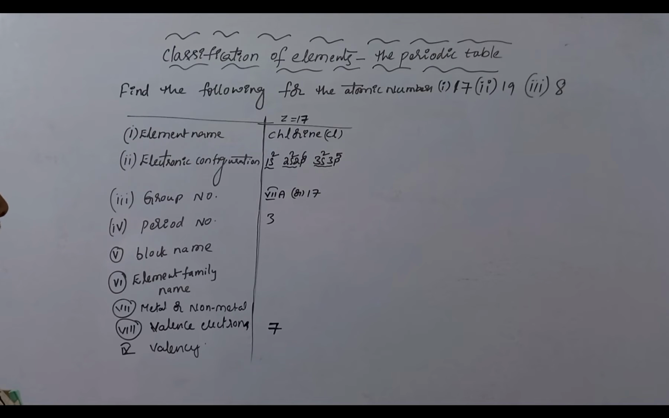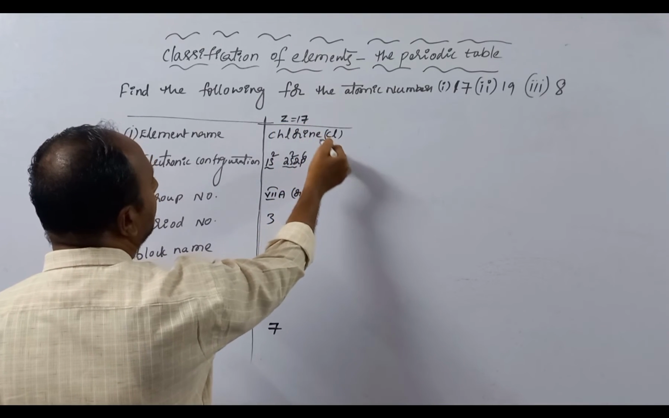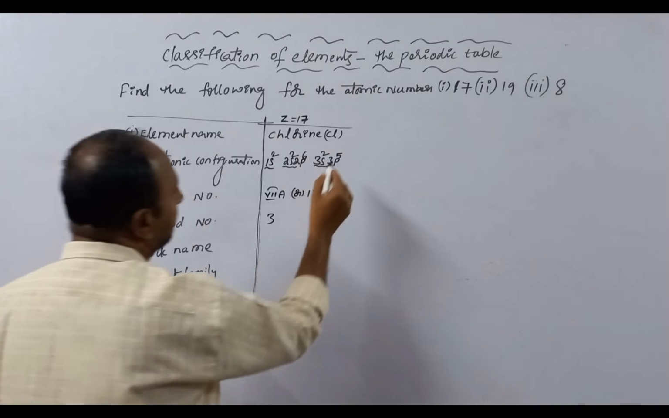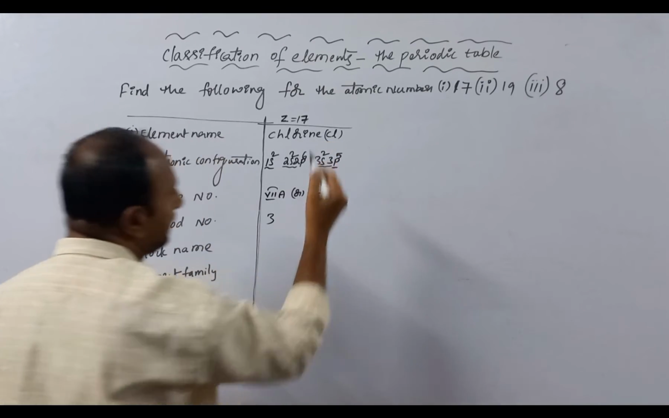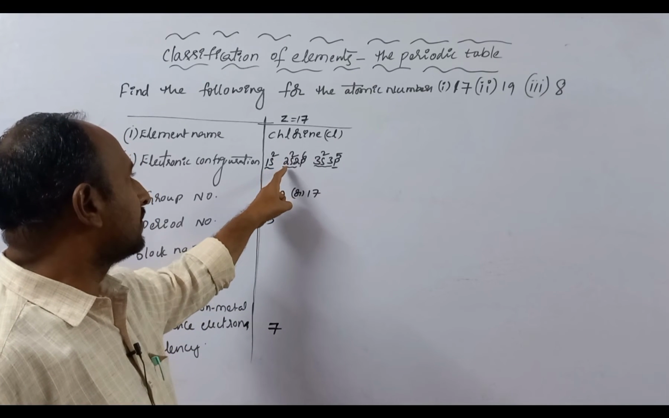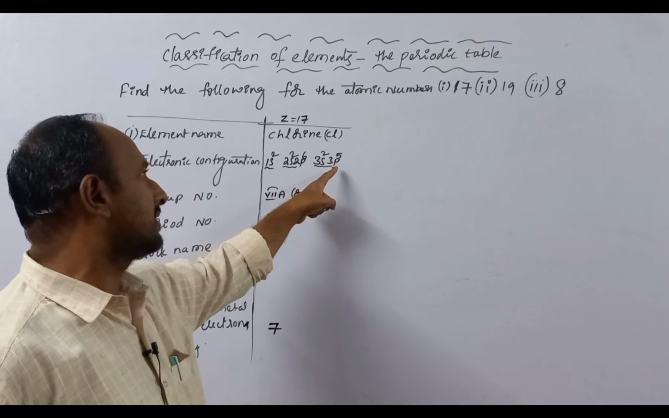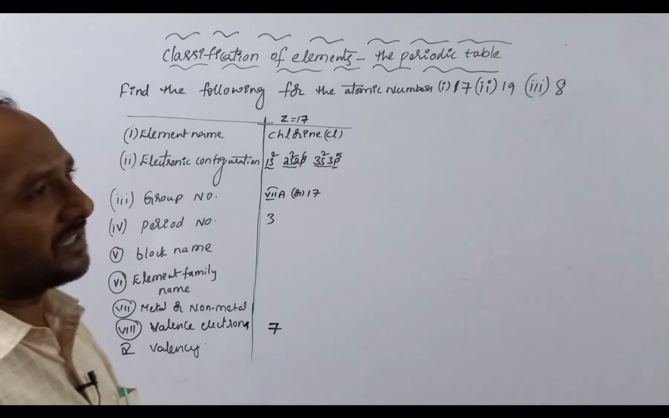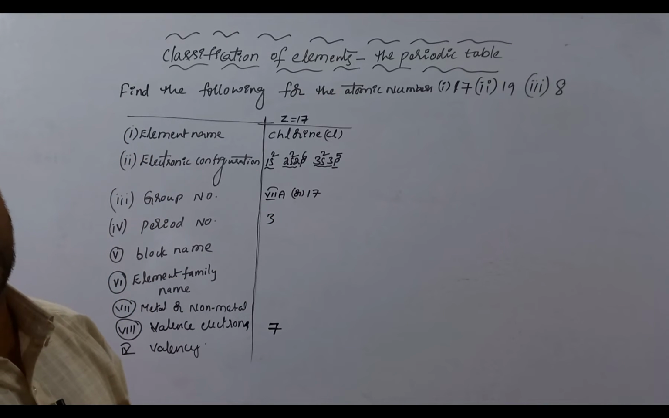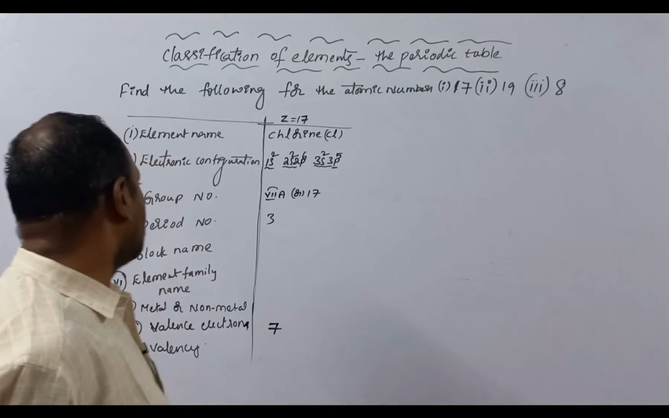Block name. To which block does chlorine belong: s block, p block, or d block? The atomic number of chlorine is 17, so it has 17 electrons. 2 electrons go into 1s, next 2 electrons into 2s, next 6 electrons into 2p, next 2 electrons into 3s, and the last 5 electrons go into 3p. That is, the 17th electron also goes into 3p. So this p is its block name.